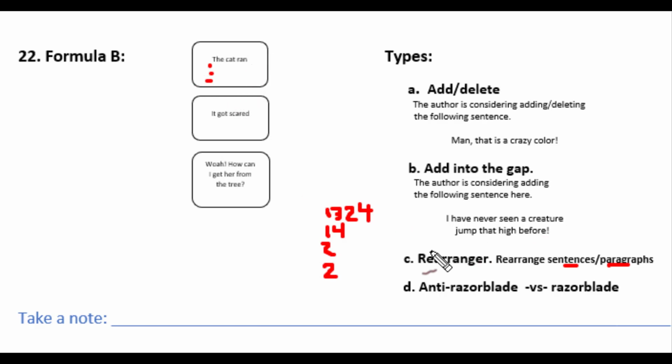Best technique for the rearranger ones, if it's dealing with one paragraph, I usually just read the whole paragraph really fast and then take my pen and put a dot by something that seems kind of weird. All right, I feel like I got lost right there. I feel like that's out of order. I feel like something's weird. And then look at your answer choices and see if you can kind of arrange that.